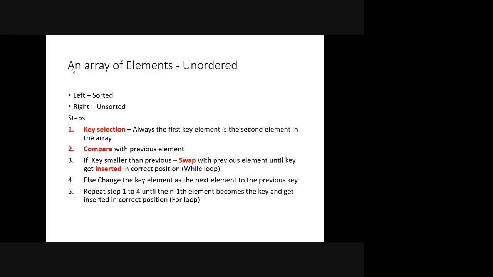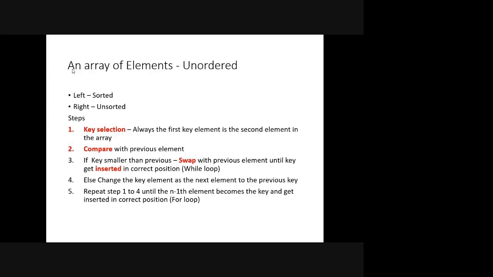Otherwise, if your previous elements are not greater than your key element, you choose the next element as the key. For example, if your key element is A of 1, your next key element will be A of 2. Then if A of 2 is your key element, your next will be A of 3. Likewise it goes on, so repeat until the n minus 1th element becomes the key. Why n minus 1? Because the first element is not taken as a key, so the remaining elements will be n minus 1 only.